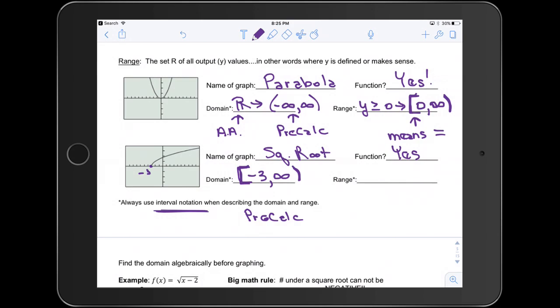That's the domain. The range, well, where is the range defined? Well, again, you would have said all values that are greater than or equal to 0. Well, that's exactly what we're going to say. We're going to start at 0, because we want to actually start there, and we go to positive infinity.